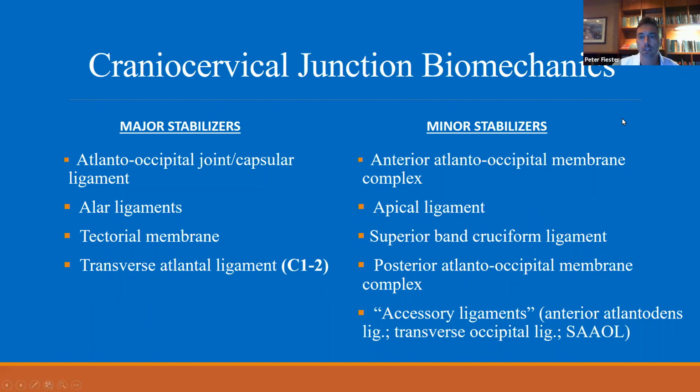And then really all the rest of the ligaments we talked about are considered minor stabilizing structures, the anterior and posterior membrane complexes, your vestigial notochordal apical ligament, the superior band. And the neurosurgeon, Dr. Tubbs, did a lot of cadaveric work and delineated all these accessory ligaments that we don't routinely see on cervical MRI, but just so you know, there are additional accessory ligaments.